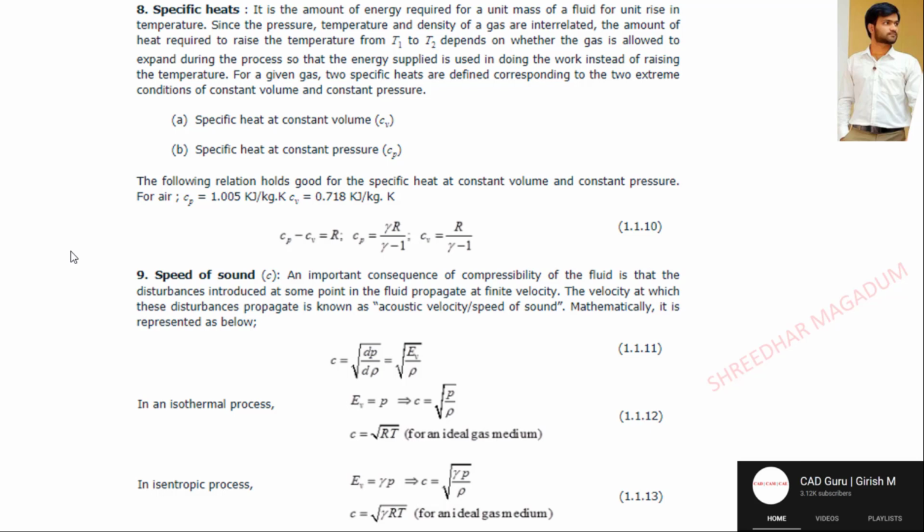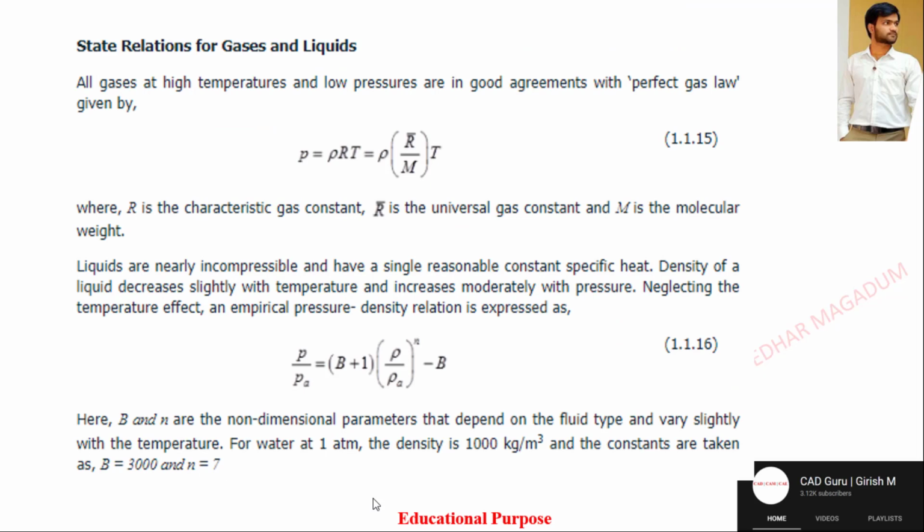During engineering we used these formulas to derive and solve the equations and problems related to specific heat. Cp of air and Cv of air we have taken: Cp is equal to 1.005 kilojoule per kg Kelvin, Cv is equal to 0.718. Okay, well, the speed of sound, we already know, so according to that we can derive the equations. Okay, the isentropic process: speed of sound is equal to square root of gamma into RT. Okay, coming to the relations for gases and liquids, this is the formula for the perfect gas law: P is equal to rho into RT.